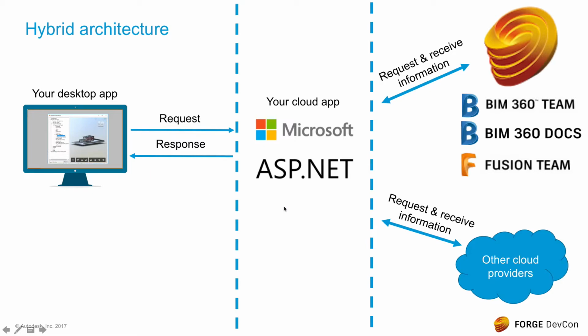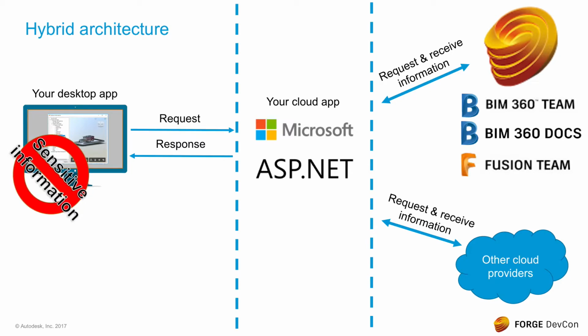That way, the cloud module acts like a proxy that will not expose information that you don't want to expose to the desktop client. So that's the basic architecture that we need. A desktop application that will connect to your cloud application, then connect to the cloud resources you need. And again, never store sensitive information on the desktop client because that will eventually get broken.